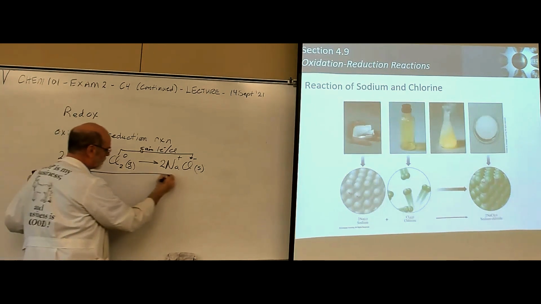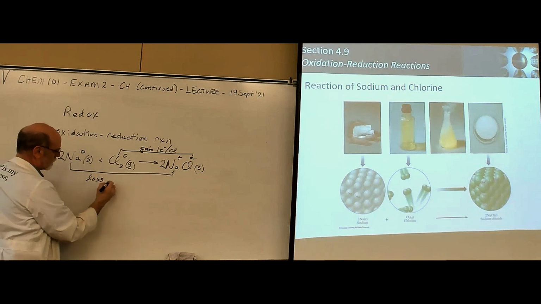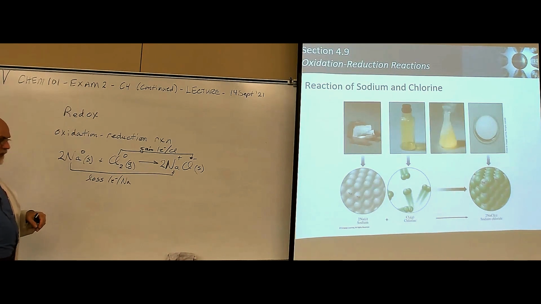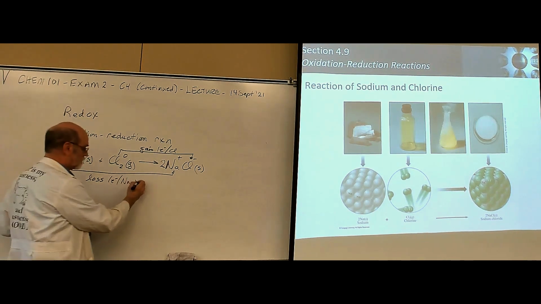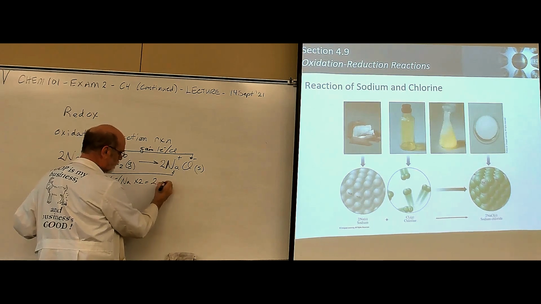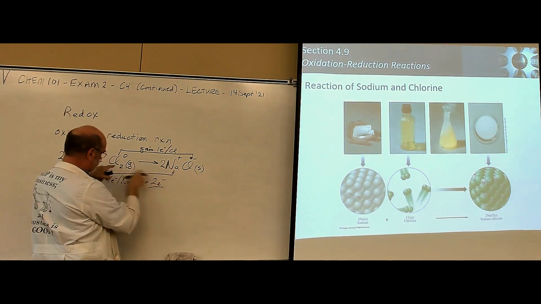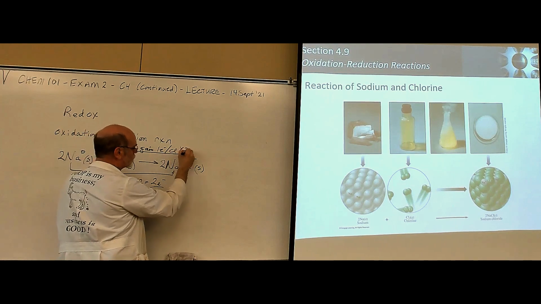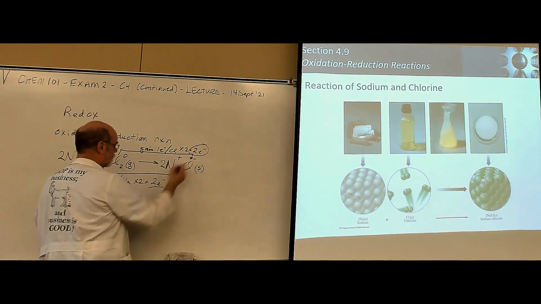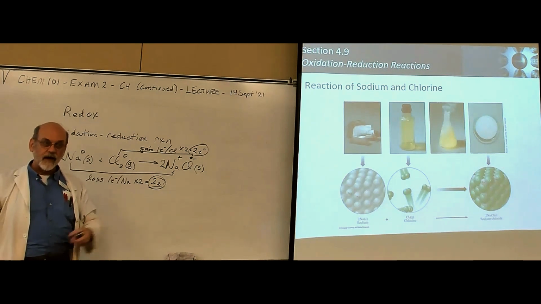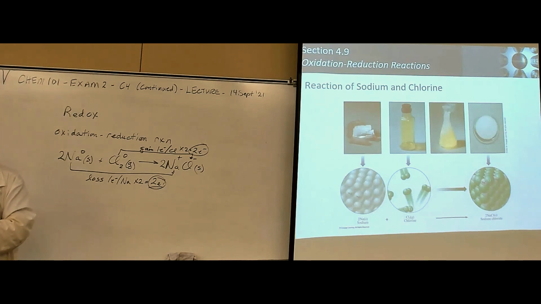And we went from here to here by losing 1 electron per sodium. But how many electrons were actually transferred? 2 sodiums, 1 electron each, times 2, equals 2 electrons lost. In this one, 2 chlorines, 1 electron per chlorine, times 2, equals 2 electrons. That's another characteristic of oxidation reduction reactions. The transfer of electrons, oxidation step, reduction step, they always have to have the same number of electrons transferred. That must balance.